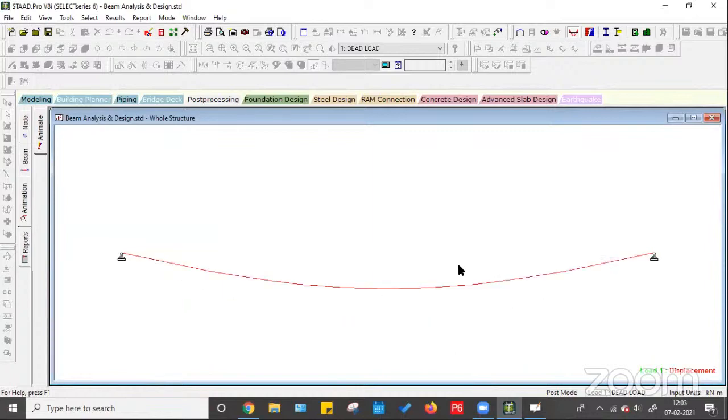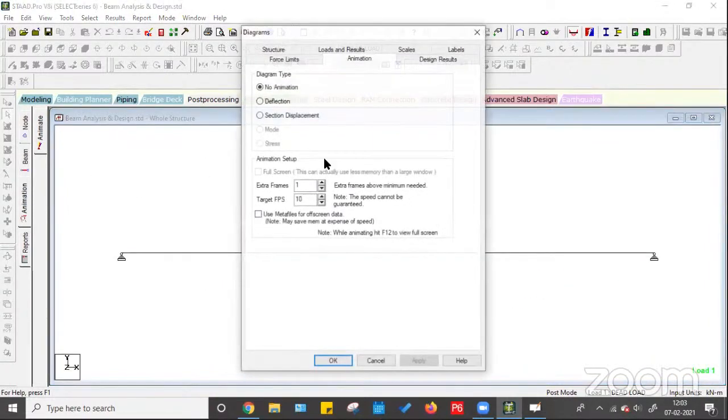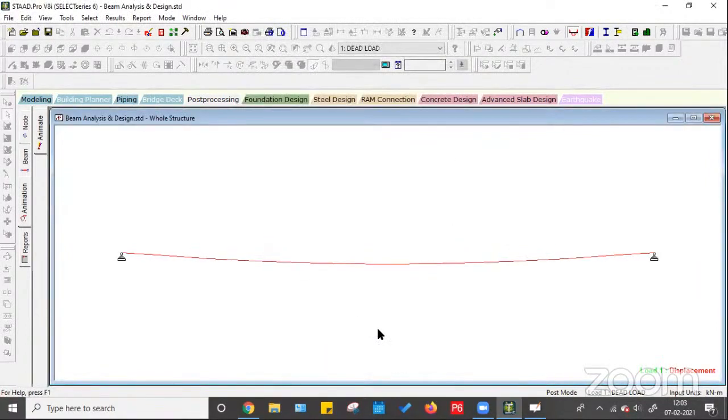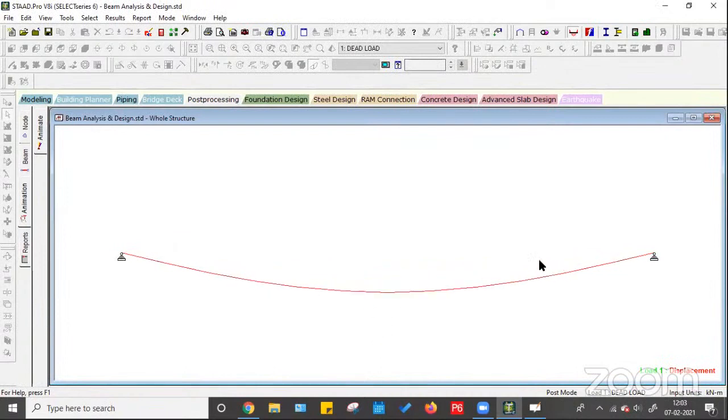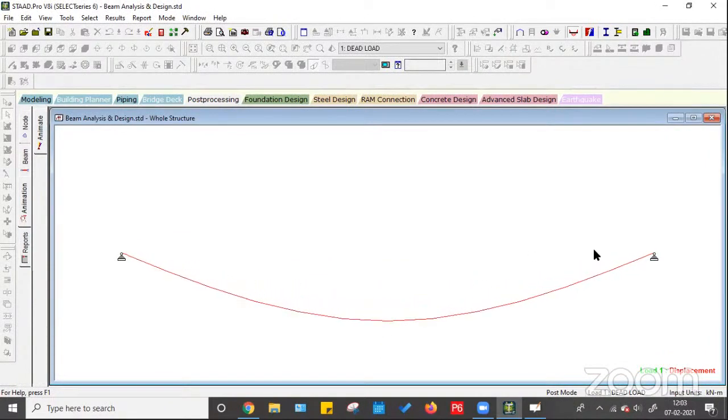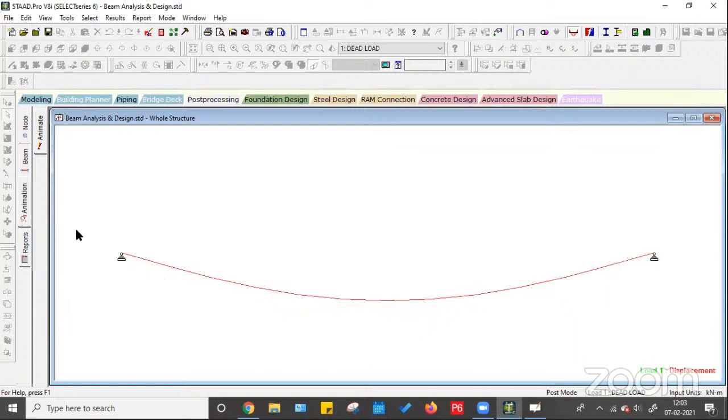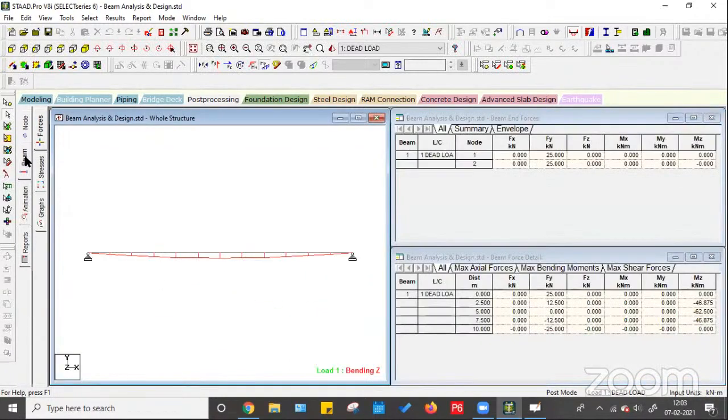Not exactly like this, but in slow motion, it will be like that only. I'll increase the frame rate to 50 so that it's a little slow, so that you understand how it is deflecting. So this is how your beam will be deflecting. Now you will be wondering, what about the values which we had found out?